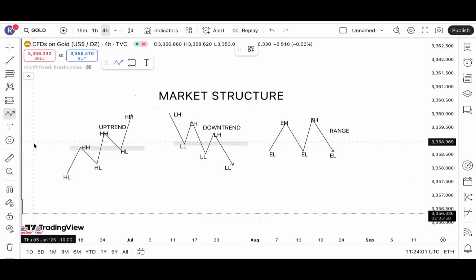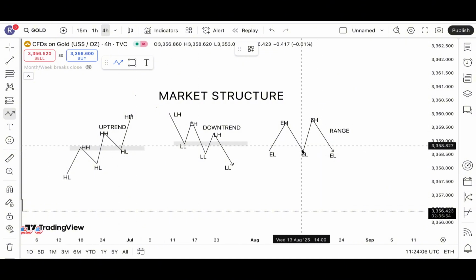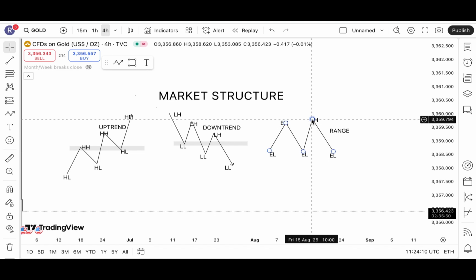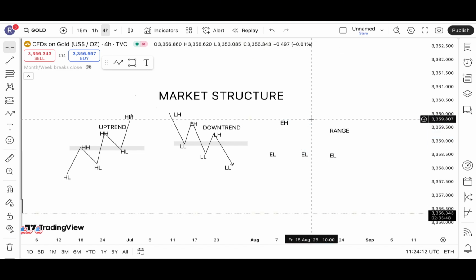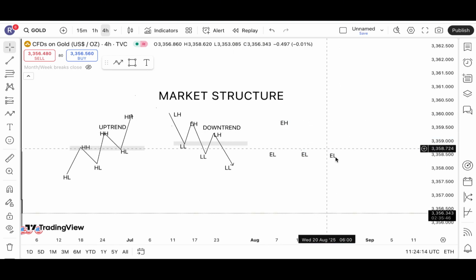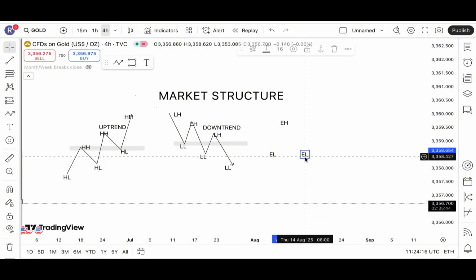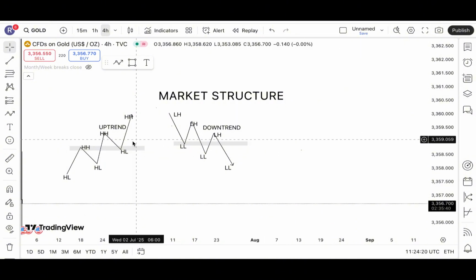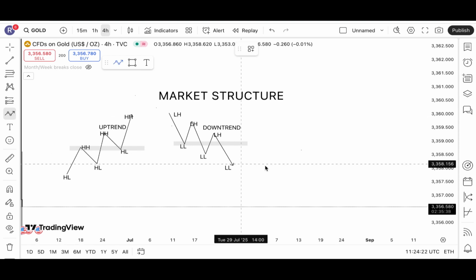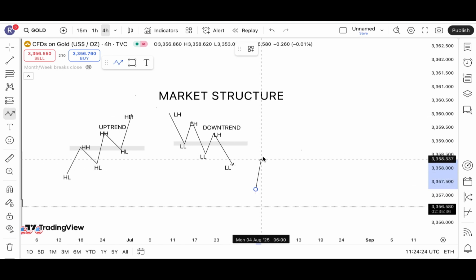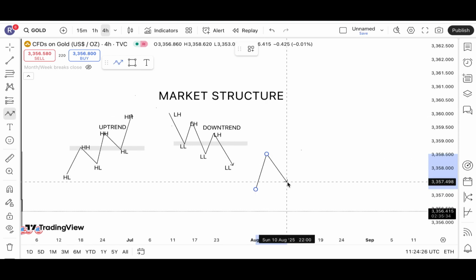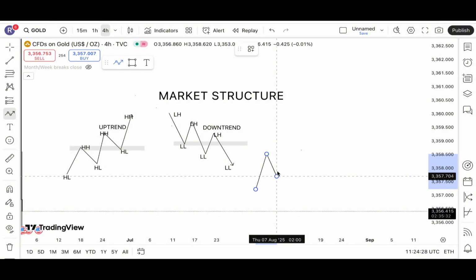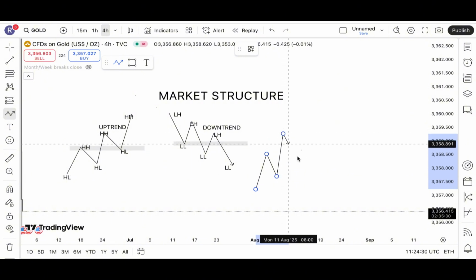So you see, let me delete this first, right? Let me delete this range, right? Delete it. Right, a break of structure happens when, yeah, a break of structure happens when maybe price was on an uptrend, right? It keeps going higher highs, higher lows, higher highs, higher lows.